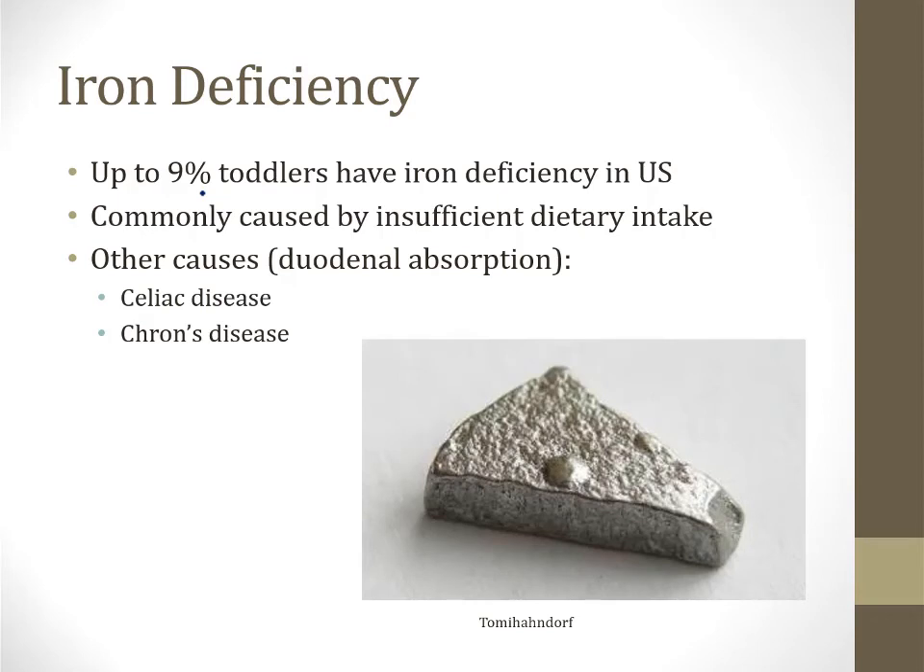So the reason children are screened for iron deficiency is because up to 9% of toddlers have iron deficiency in the US. Commonly, it's caused by insufficient dietary uptake, but it also can be caused by problems in the duodenum because remember, the duodenum is where iron is absorbed. So some children have celiac disease or Crohn's disease. It may not be at an advanced stage where it's clinically obvious, but you can pick up the iron deficiency on laboratory testing. And the reason this is done is because it's easy to treat with iron supplementation. And if it's not treated, the child can develop developmental delay.